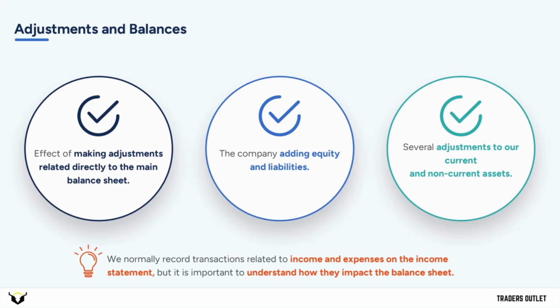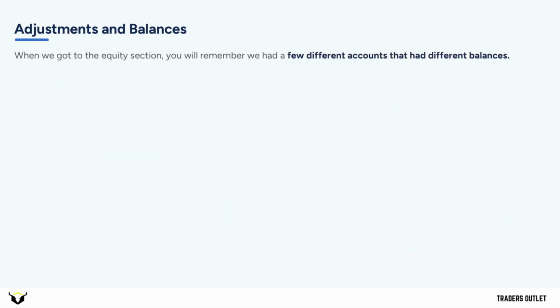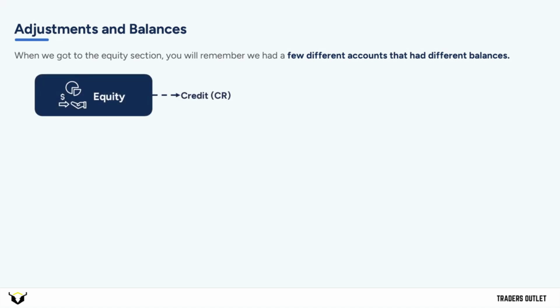Previously, we discussed the different types of accounts and their normal balances. When we got to the equity section, you might recall we had a few different accounts that had different balances. Overall, equity should be in a credit balance. It resides on the right side with liabilities, which also typically have credit balances. However, equity is made up of a number of different accounts related to revenue generation and common stock.